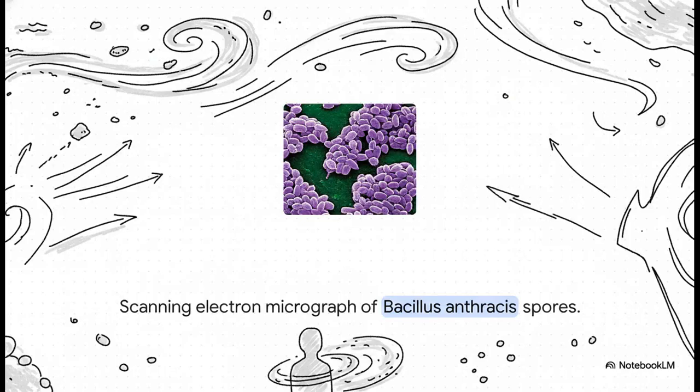Now, getting to see an actual pathogen up close is pretty wild. Check out this scanning electron micrograph of Bacillus anthracis. That's the bacteria responsible for anthrax. Seeing it like this really helps us visualize the incredibly tiny scale of these formidable enemies. These organisms often just live quietly in the dirt, but under the right conditions, they can be incredibly lethal to humans. It's a sobering reminder of the invisible, microscopic world we interact with every single day.